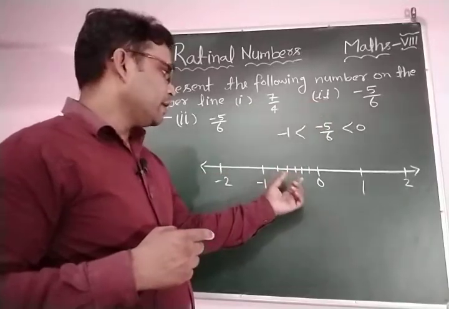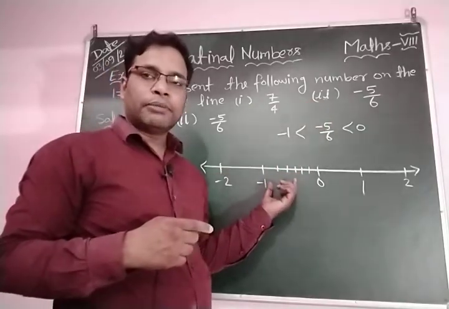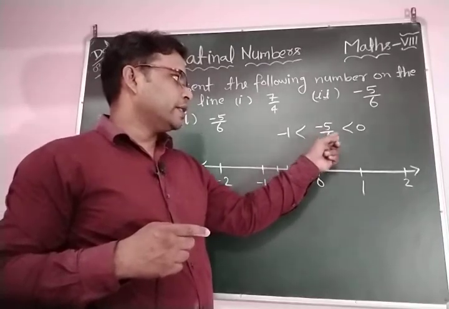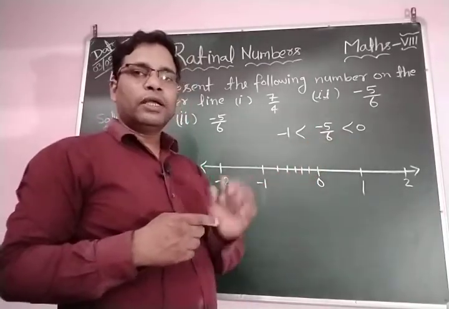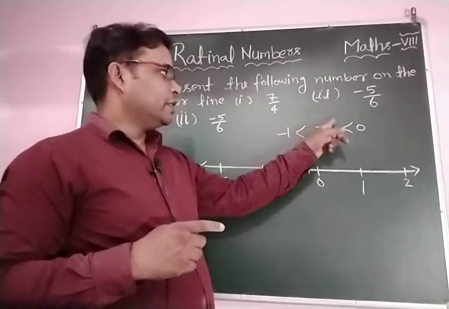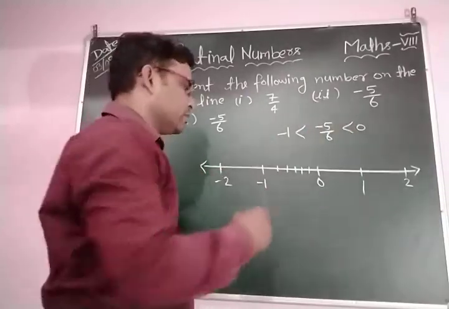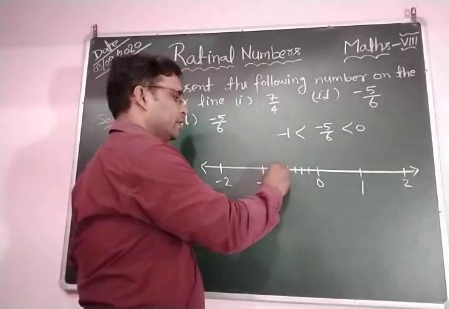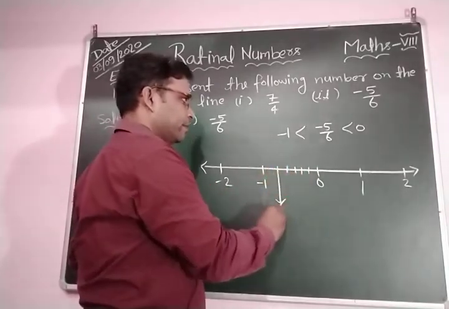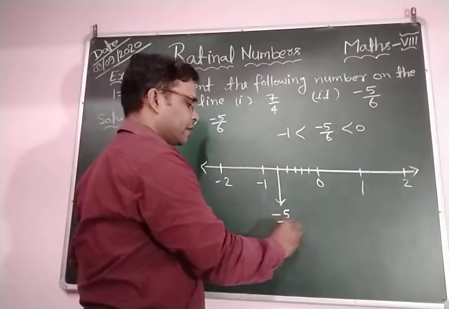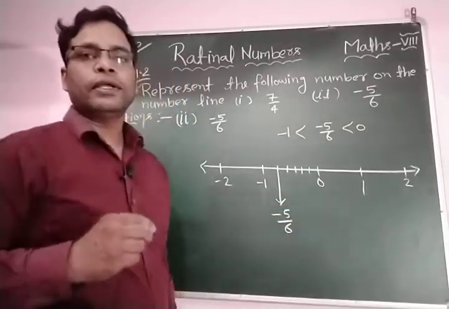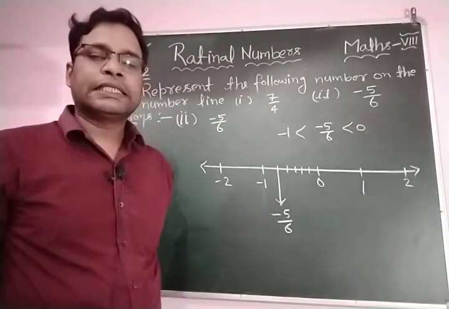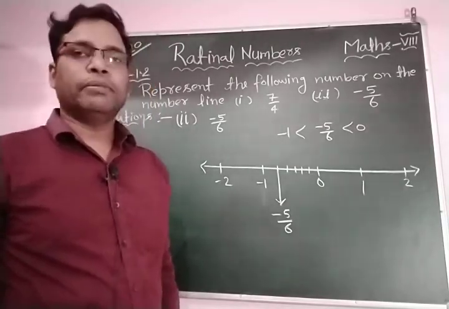5 parts, because the numerator is 5. Okay, we divide the line segment between minus 1 to 0 into 6 parts, because you can see the whole is 6, and we take how many parts? We take 5 parts, because the numerator is 5. So we count from here: 1, 2, 3, 4, 5. This is minus 5 by 6. Okay, so students, I hope all of you understood how to represent minus 5 by 6 on the number line.